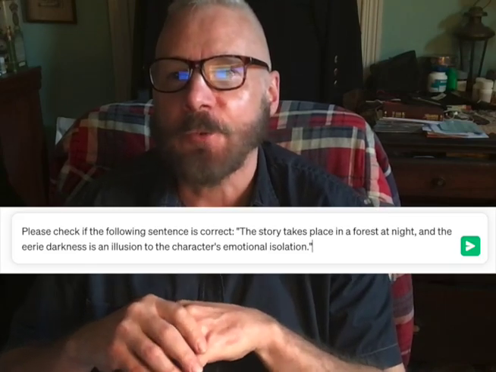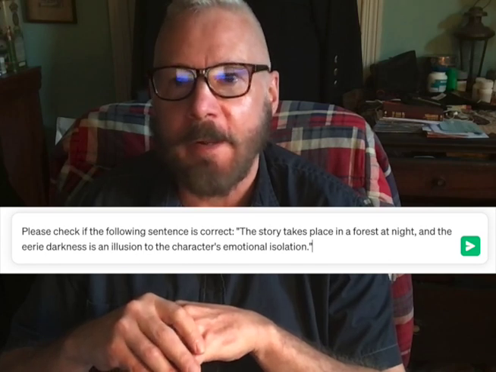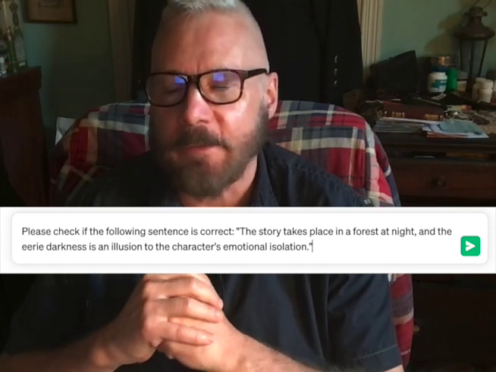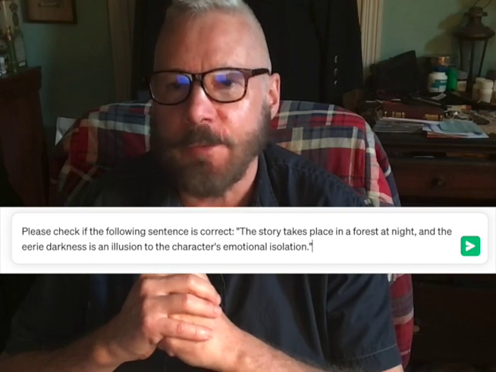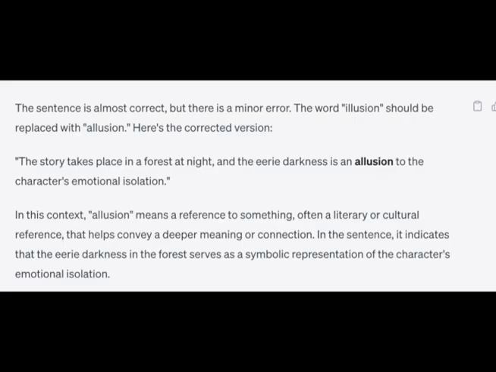The sentence is, "The story takes place in a forest at night, and the eerie darkness is an allusion to the character's emotional isolation." The response I got was that the sentence is almost correct, but that there is a minor error, and that is the word "illusion" should be replaced with "allusion." So we are alluding to a fact. Okay, an illusion is something different, and that's really basically all we need to correct the sentence.